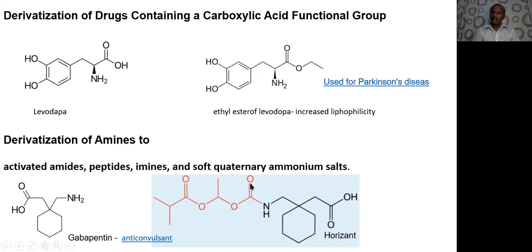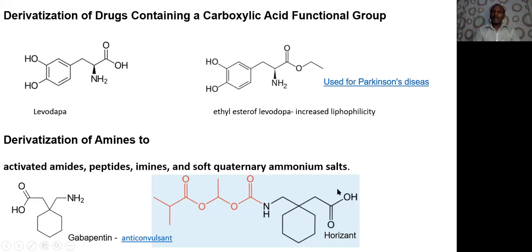Activated amide means this carbonyl functional group and this amine will not be resonance stabilized, because next to that you have the oxygen. So this oxygen will not allow resonance stabilization of this amine and carbonyl group, and so it can be easily cleaved. If this oxygen is not there, you understand my point here, this bond cannot be cleaved because it will be resonance stabilized. Since oxygen is there, it will not be resonance stabilized, and the bond can be easily cleaved, and you will get back the amine.